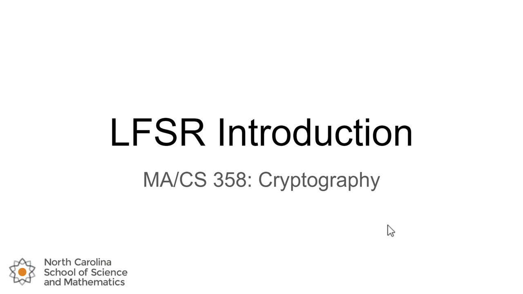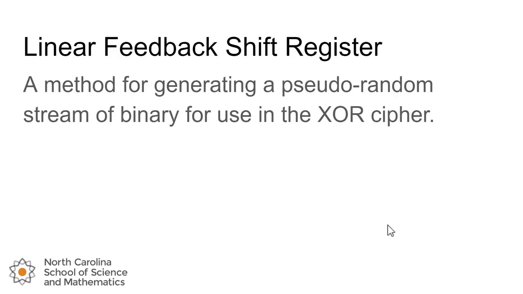Let's go ahead and take a look at what's known as an LFSR, or linear feedback shift register, method for generating a pseudo-random stream of bits for use. So the linear feedback shift register is a method for generating a pseudo-random stream of binary that we're going to go ahead and use with our XOR cipher, or exclusive OR cipher, that we've previously learned about.